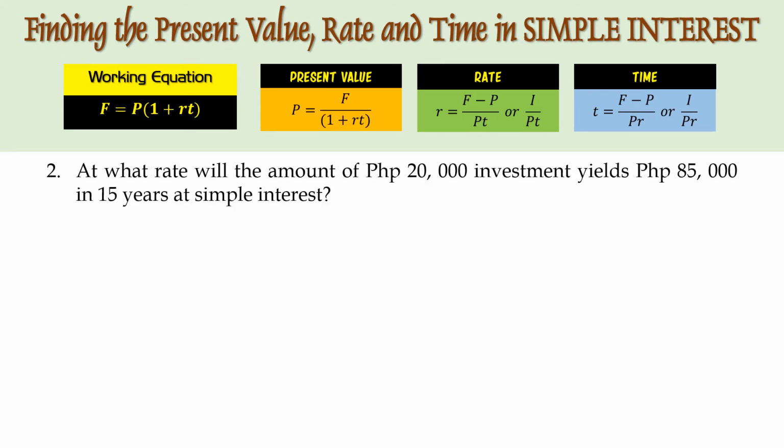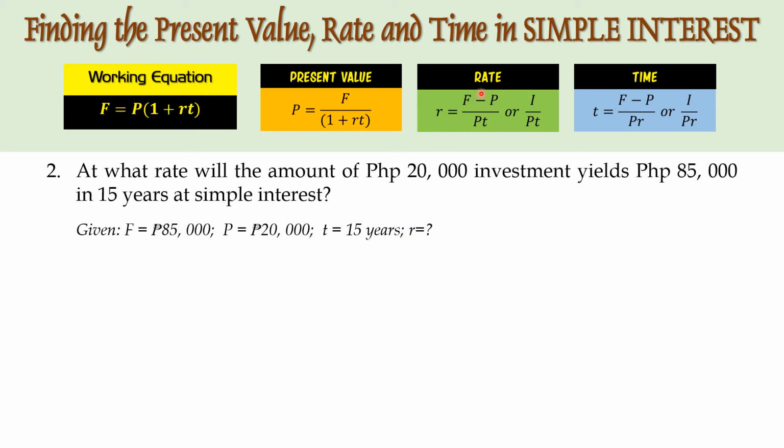Another problem. So, at what rate will the amount of 20,000 pesos investment yields 85,000 pesos in 15 years at simple interest? So, the problem here calls for the at what rate? For the value of the rate. So, present muna natin ang given. So, we have here future value 85,000 pesos. The principal amount, that is 20,000. The time is 15 years and the unknown is the rate.